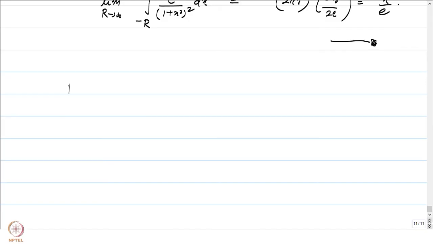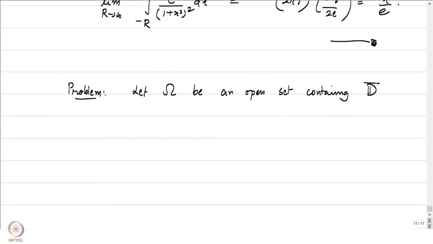Of course, let me write down the problem and then we will see. Let omega be some open set which contains the unit disk. Let omega be an open set which contains the closure of the unit disk, rather, containing D bar. D bar is the closure of the unit disk. And let f be holomorphic on omega.